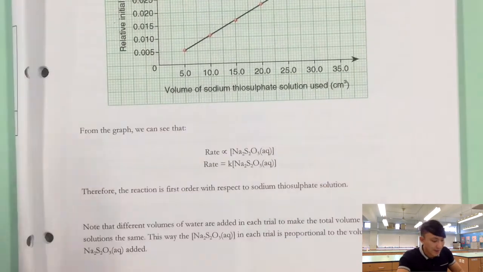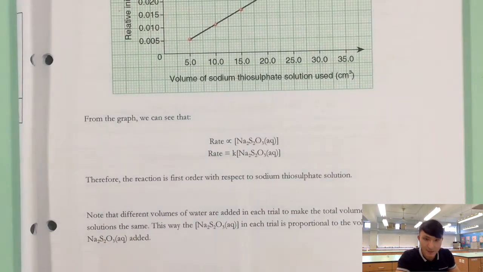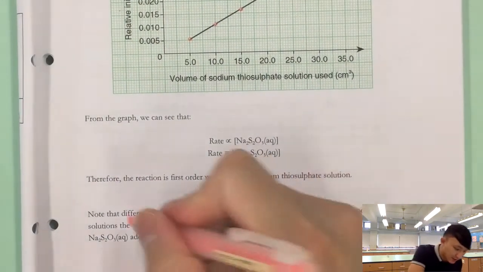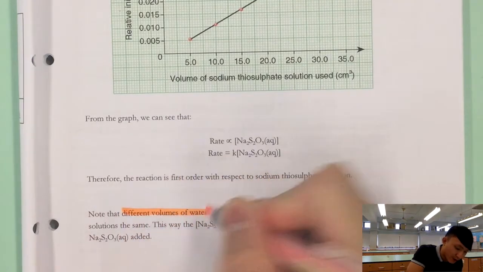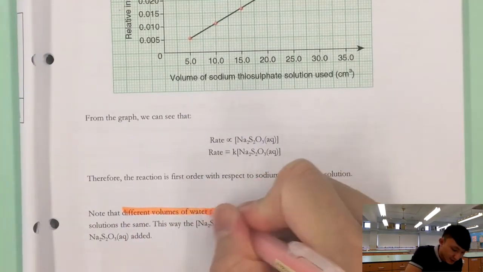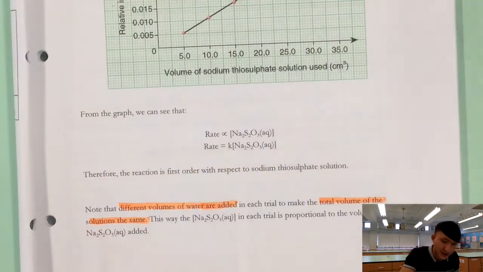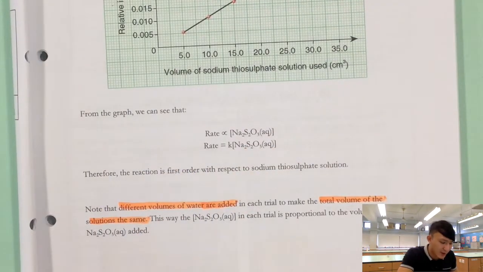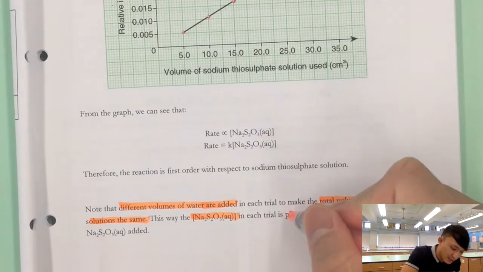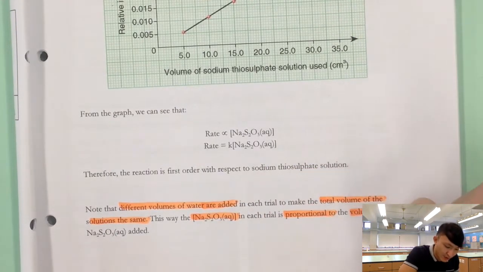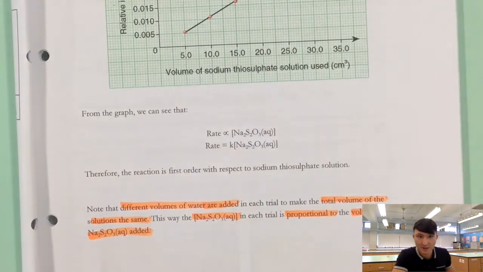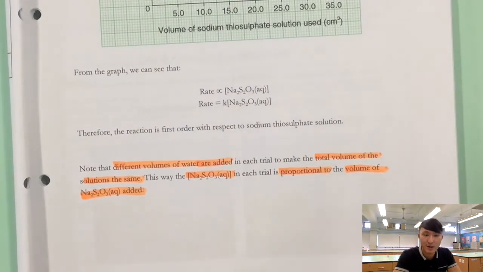Okay? But down here, this is what I just mentioned about the purpose of adding water. So different volumes of water are added to make the total volume of the solutions the same. Okay? This way, the concentration of sodium thiosulfate in each trial is proportional to the volume of sodium thiosulfate added, which makes comparison easier. Okay?